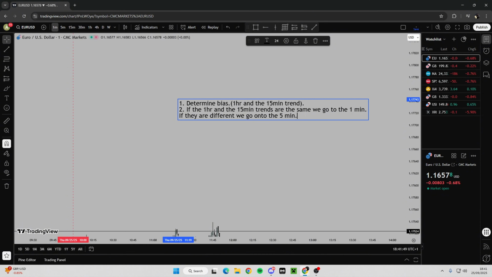So yeah, determine bias, 1 hour and the 15-minute trend. If the 1 hour and the 15-minute trends are in line with each other, we go on to the 1 minute. If the 1 hour and the 15-minute trend doesn't align, so the 1 hour is in an uptrend and the 15 minutes in a downtrend, then we go on to the 5 minute and wait for a break of structure.